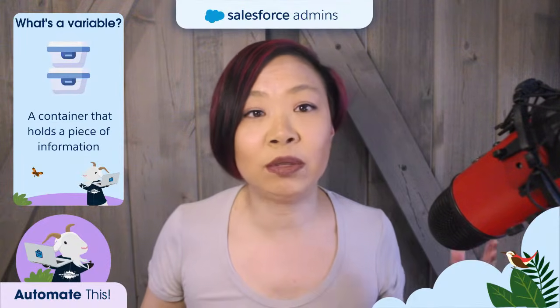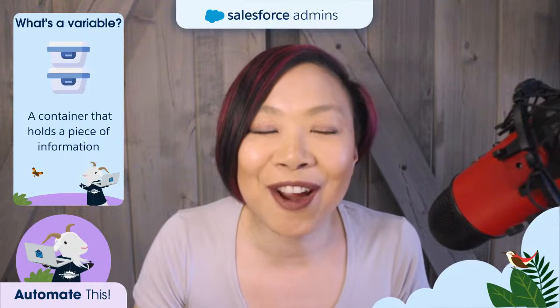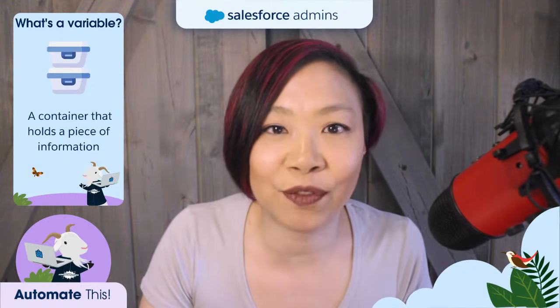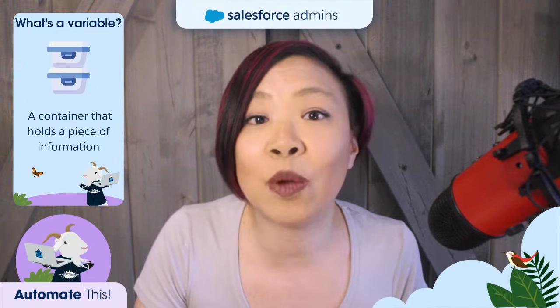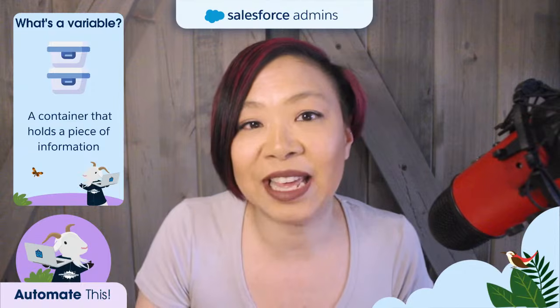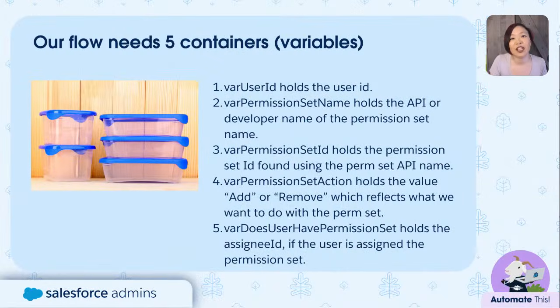All right, I know some of you are already thinking, what's a variable? So a variable is a temporary container that holds a piece of information for use somewhere later in Flow or to be passed off somewhere outside of Flow. I think of it as a Tupperware container. So our Flow will need 5 containers.